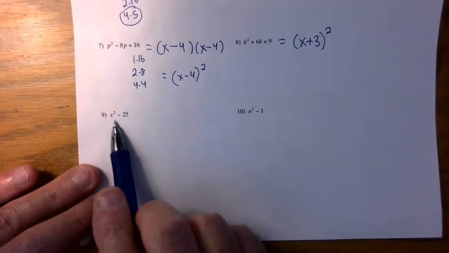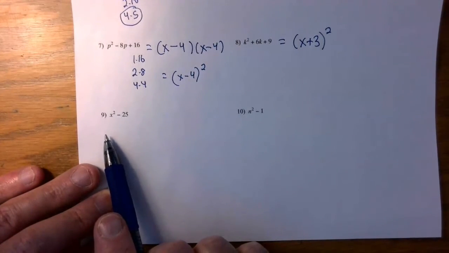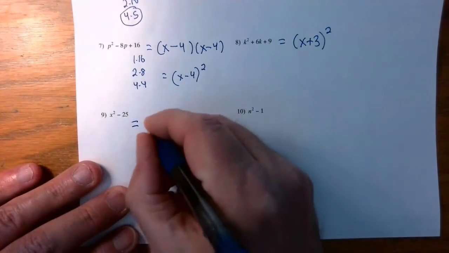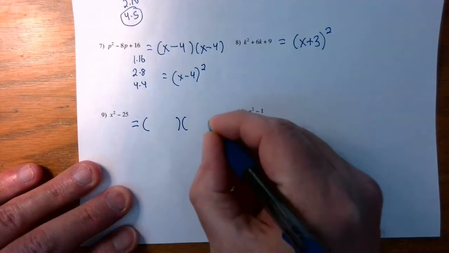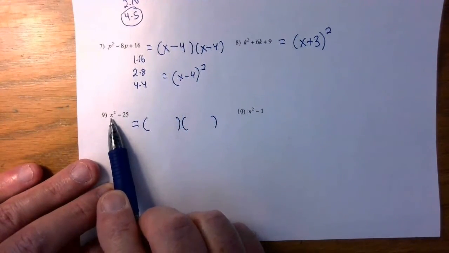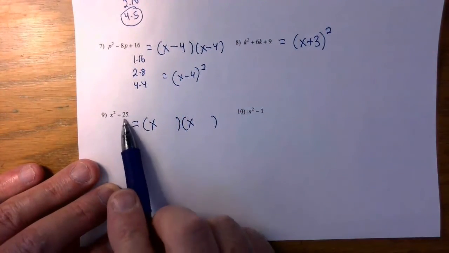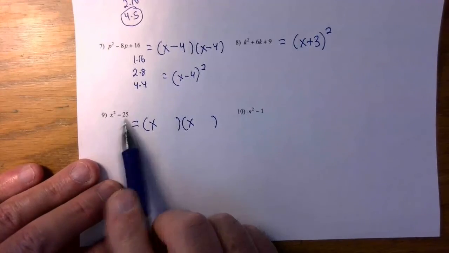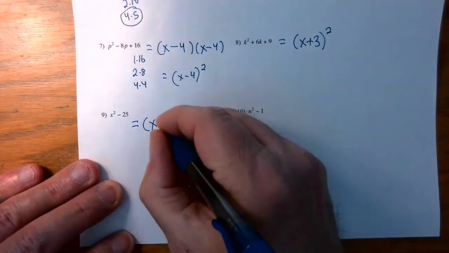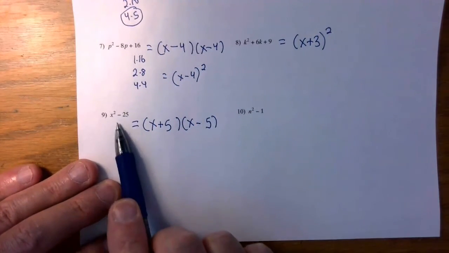All right, this is the difference between two squares. Learn to recognize it. The only way for that middle term to disappear is for it to look like this. The square root of x squared is x. Put that here. The square root of 25 is 5. Put that here. And remember, one of these is a plus and one of these is a minus. Has to be like that for the middle term to disappear.